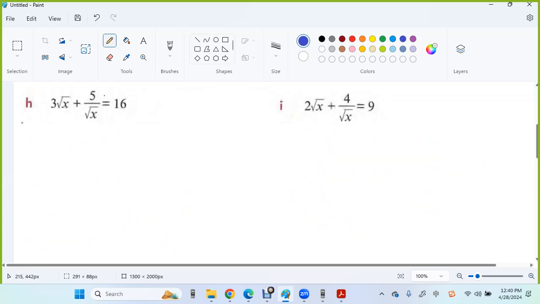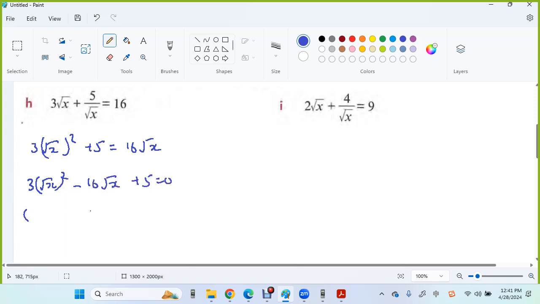Okay, so this one we have 3 square root x squared plus 5 equal to 16 square root x. Then we have 3 square root x squared minus 16 square root x plus 5 equal to 0. And then we do the factorization, square root x and 3 square root x, and 5, 1, minus minus. Square root x equal to 5, x equal to 25, square root x equal to 1 over 3, x equal to 1 over 9.